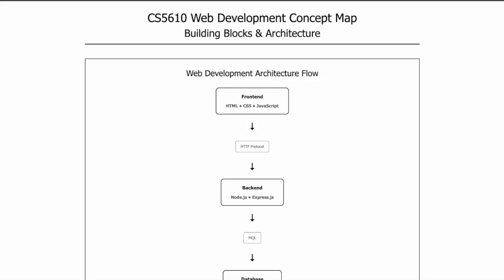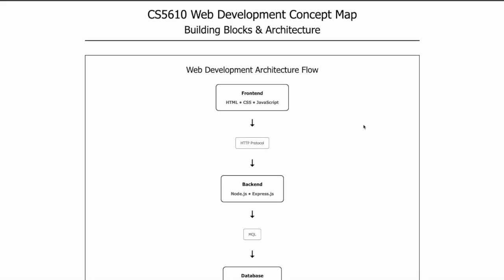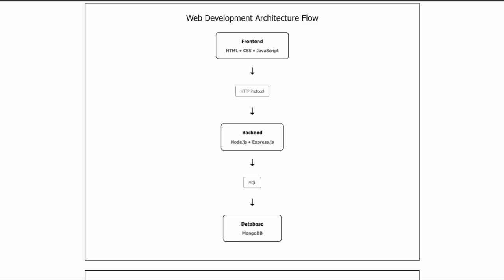So far, everything we learned from this class, CS5610, connects to one big goal, which is creating a three-tier architecture website that links the clients, the servers, and the database. And when a user visits a website, three layers start working together.